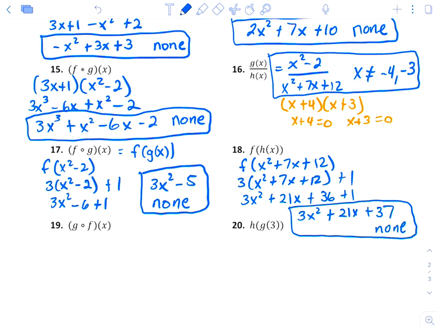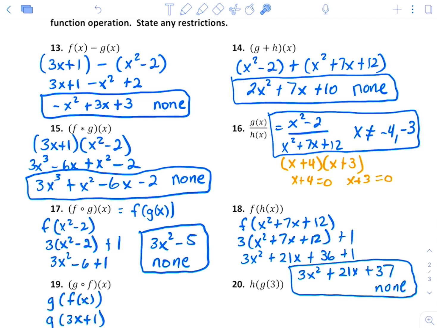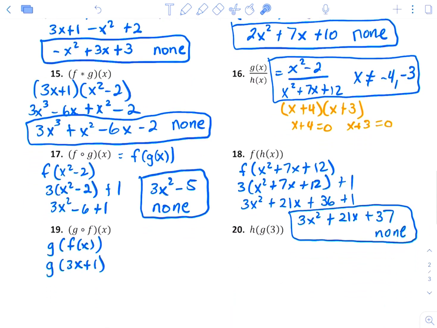All right, on 19, we are doing g of f of x. So my f of x is that 3x plus 1. And then now I'm substituting that 3x plus 1 in for all of the x's in my g equation. So I'm replacing this with that 3x plus 1 and then simplifying.